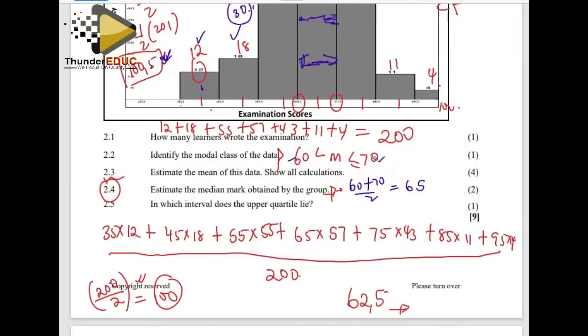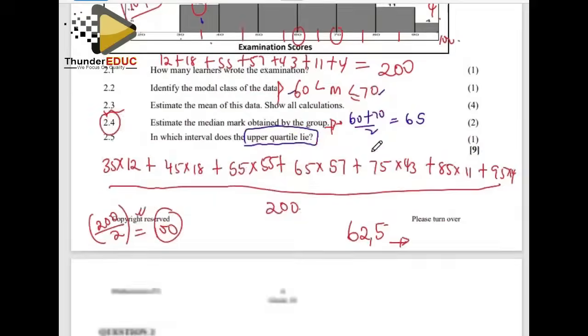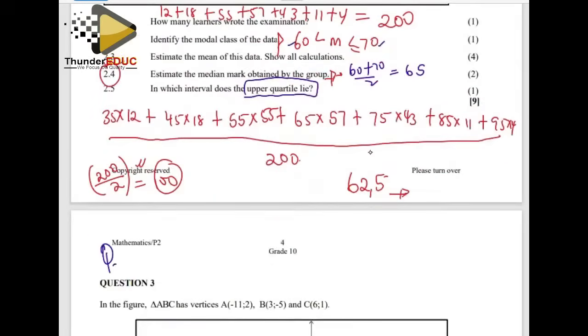And then, in which interval does the upper quartile lie? The upper quartile is the same as Q3. So for us to get the position, Q3 is going to be 3/4 times n plus 1. So what is 3/4 of 200? We can just start from there. 3/4 of 200 is going to give me 150. But then if I add a 1, it becomes 150,75. Okay, so this is the position.